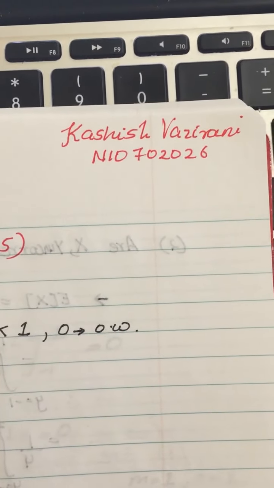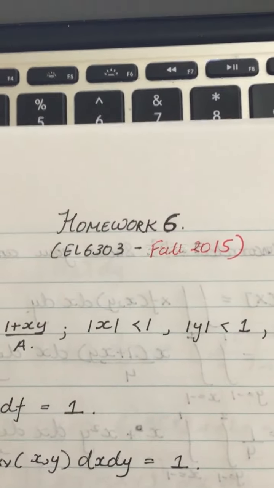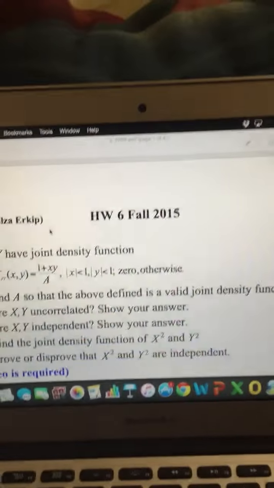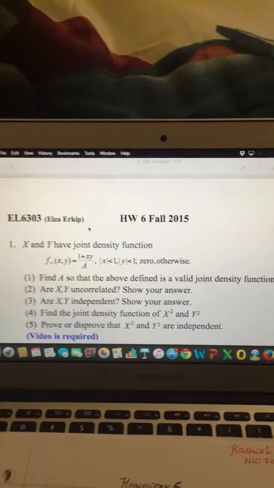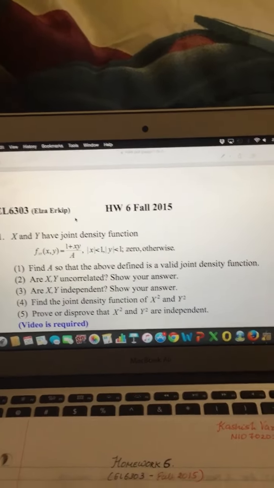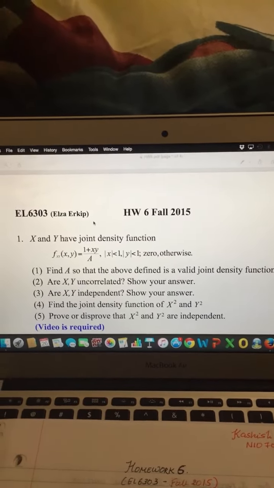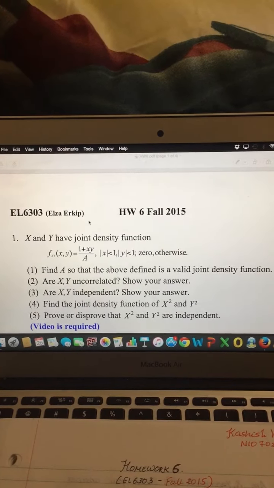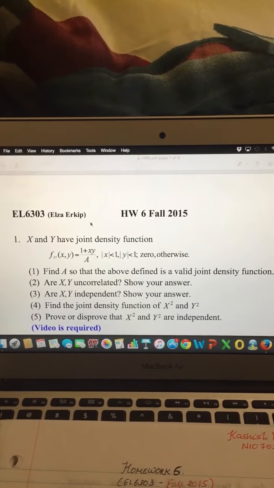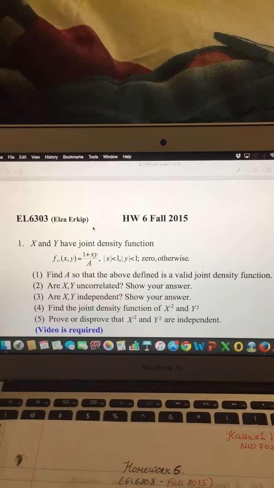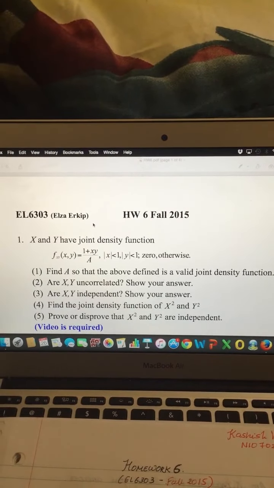Hi, I'm Kashish Vazirani from EL6303 Fall 15, and today I'm going to solve Homework 6 for Fall 2015, question 1. The question is that x and y have a joint density function, and the density function is given to us, and then there are 5 sub-questions to it.